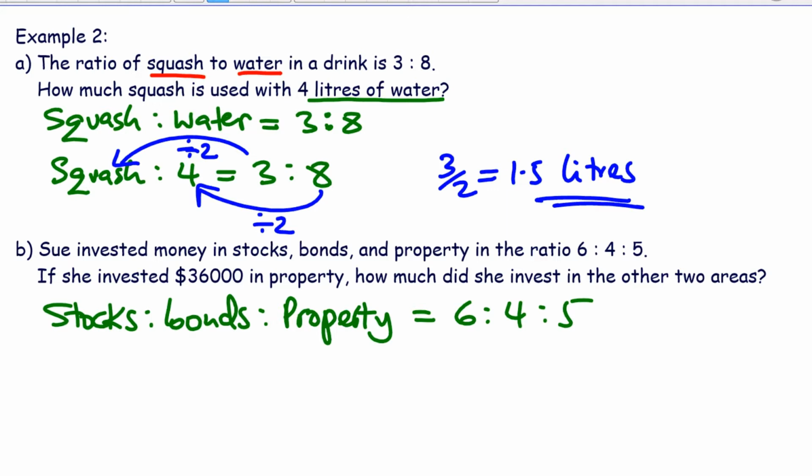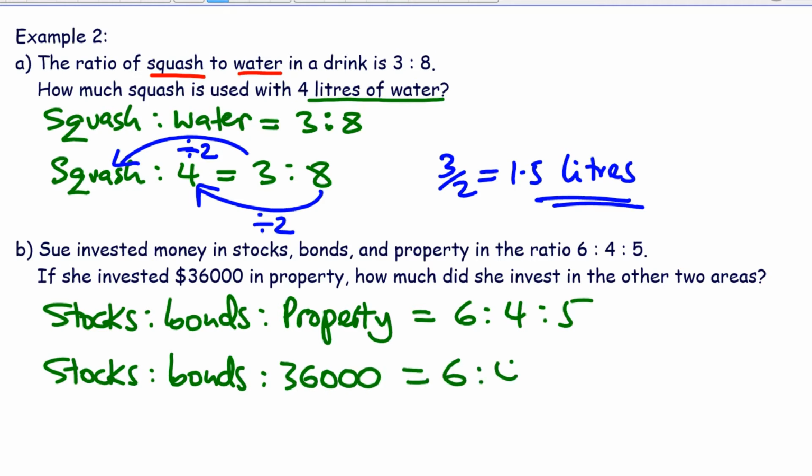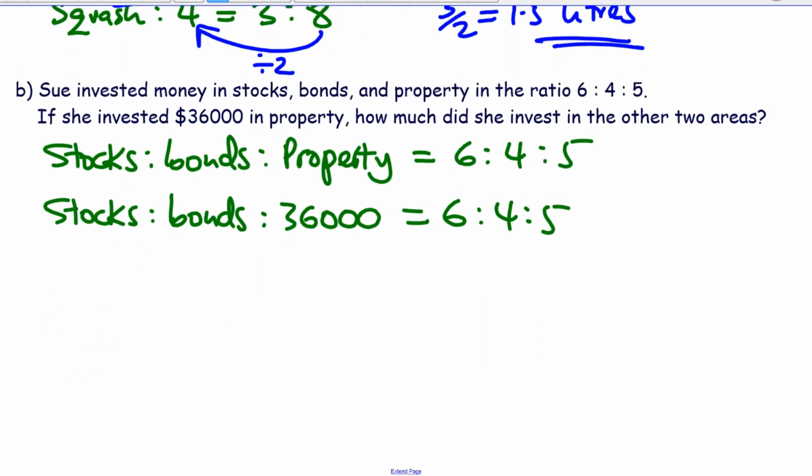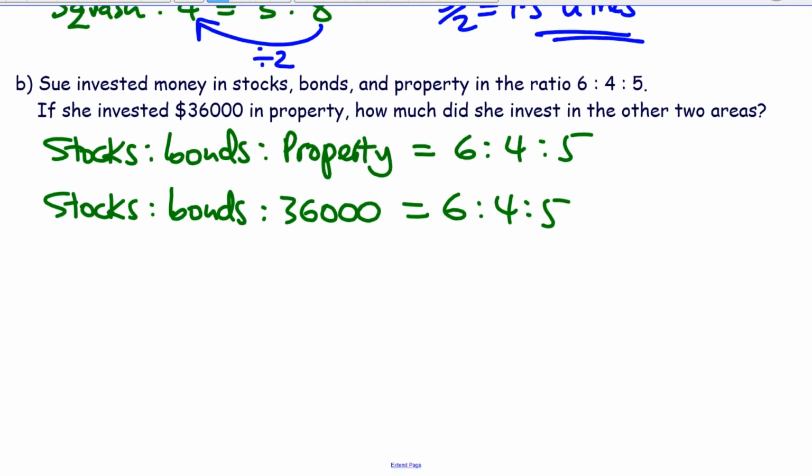And we know how much this person has invested in property, so we can say stocks to bonds to property, and I'm just going to replace that with what she invested, which was that $36,000, is equal to 6 to 4 to 5. And now what I'm going to do here is try, just by inspection, to figure out what this person invested in each of these. It's basically working backwards.